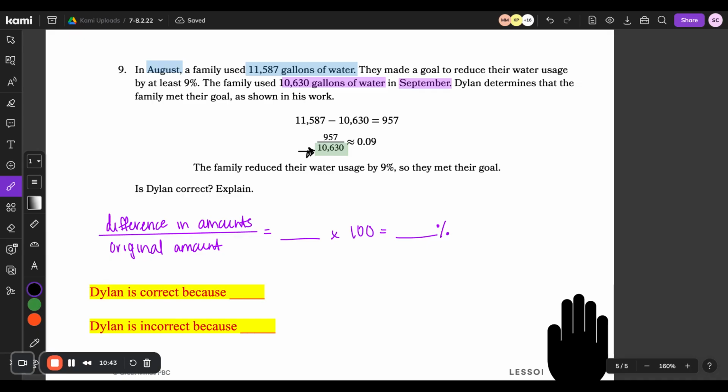He did the subtraction part correctly, but he did not use the correct original amount, which threw off his percentage. So you're actually going to find out what the correct amount is supposed to be using what the original amount should be, and then explaining why Dylan was incorrect. But for lesson 22, this is how you figure out your percent increase and decrease.